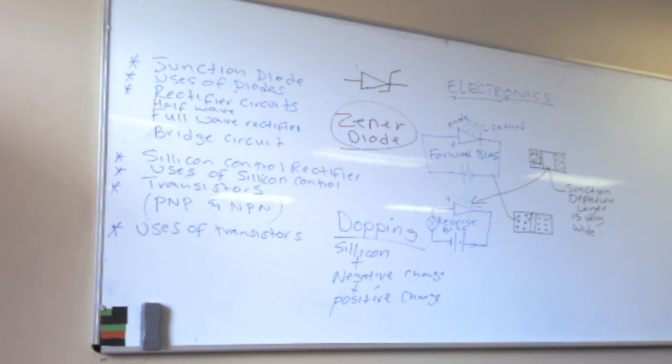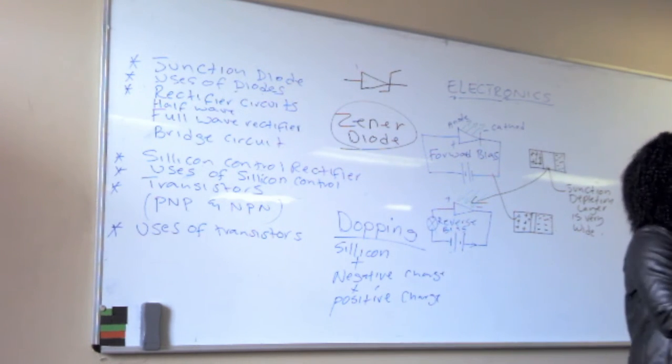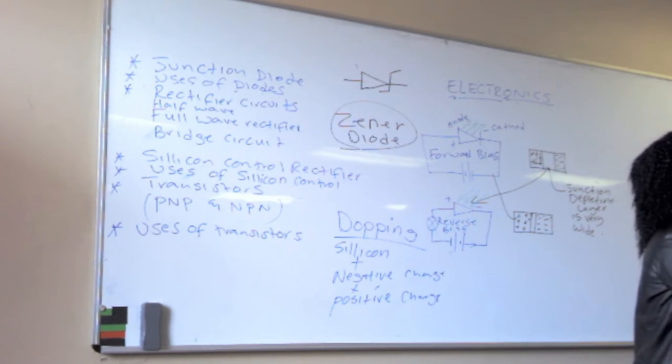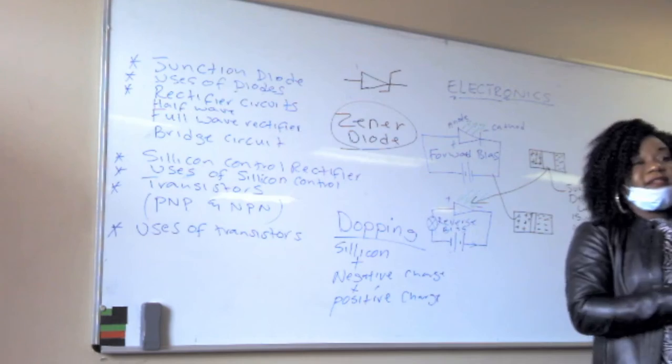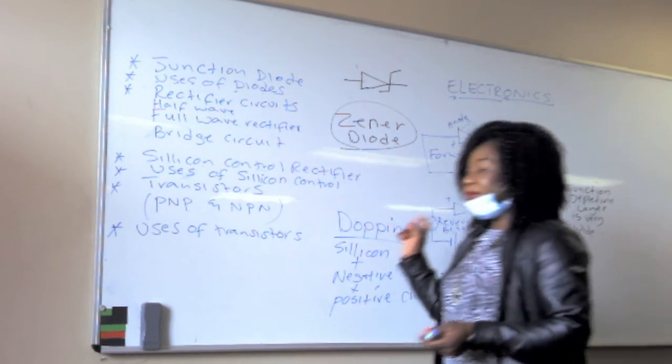So in a rectifier circuit, we make use of a diode, which is a junction diode. The first one is called a half-wave rectifier. I'm going to draw a sketch of a half-wave rectifier, and then I'm going to draw another sketch of a full-wave rectifier, and the third one is a bridge circuit rectifier. Okay? What we mean by half-wave rectifier is that, I'll clean up here.